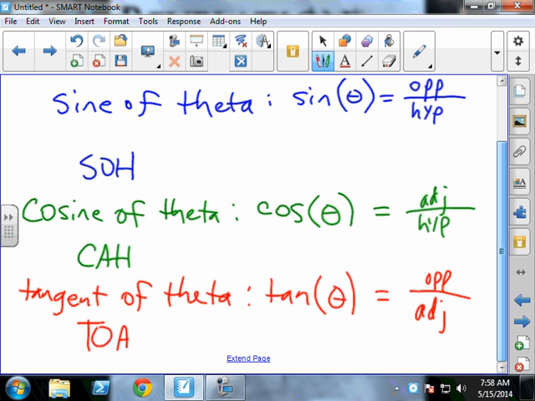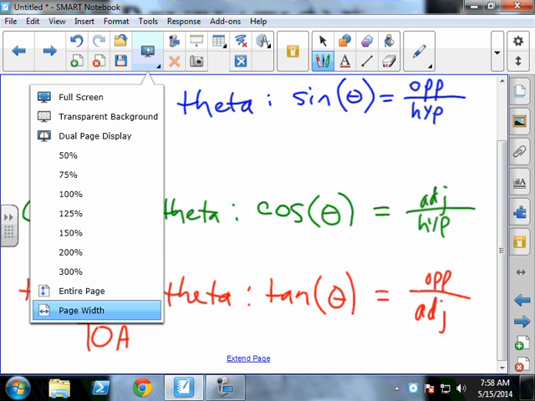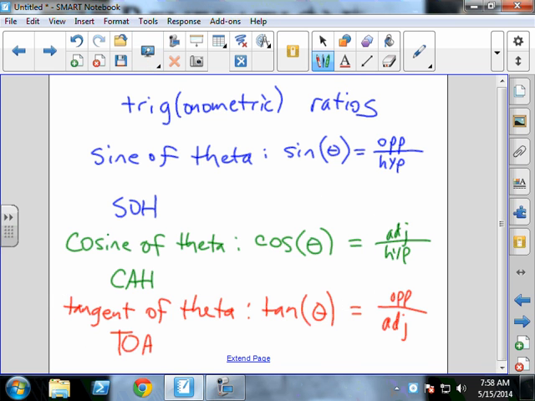That's all our trig functions, or ratios. Not all of them, half of them. They're the most popular ones.